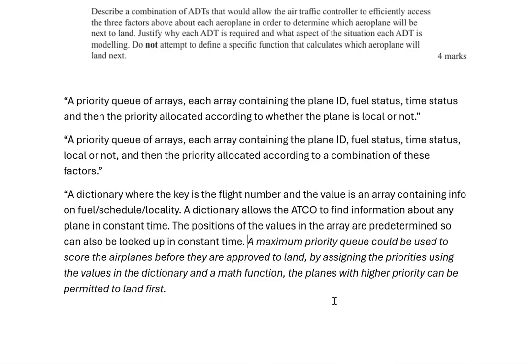So for example, we don't just need to know the next local plane that's coming in. We need to be able to see all the planes so we can make our calculation. And we've explicitly justified it. And we've used in that justification words like constant time or linear time, depending on which ADT we've used.